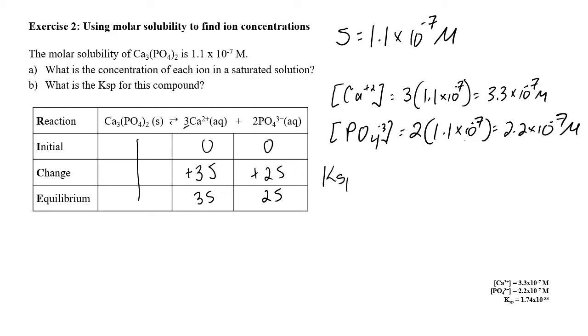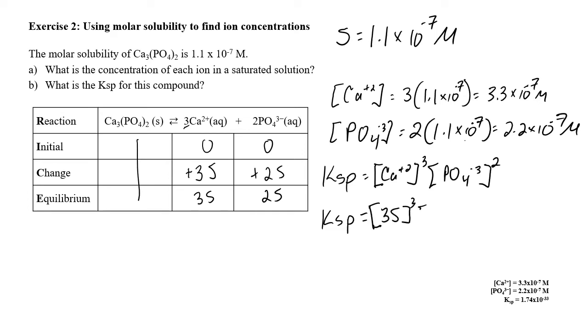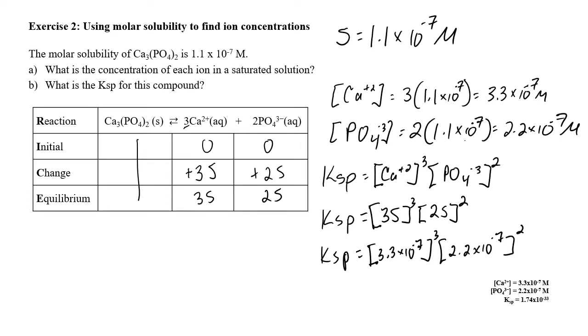Now we've got enough to write our KSP expression. So for KSP, now we can go one step, that's going to be 3S cubed, times 2S squared. We know what 3S and 2S are, so we can go ahead and plug that in. 2S was 2.2 times 10 to the minus 7th squared. Your KSP value is 1.74 times 10 to the minus 33rd.